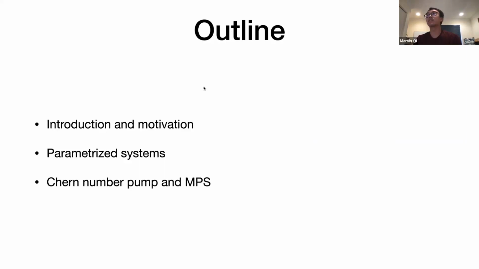So let me just get started. I'll start with a brief introduction, just to set the stage, and I'll include some motivation on why we should care about this topic. I'll briefly talk about parameterized systems, the definition, and some familiar examples. And finally, I want to get to this example of the Chern number pump and how we use matrix product states to better understand it and get a different perspective on it.